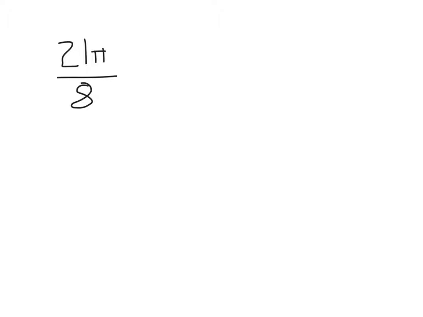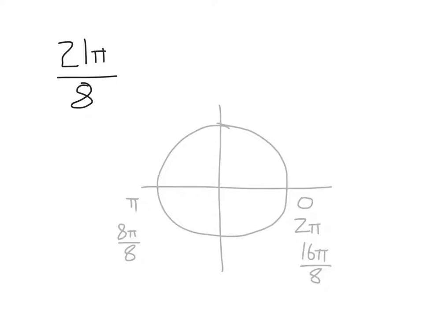Try this one on your own right now. 21 pi over 8. Pause the video and see if you can do it. So I have my circle. I think about how my fractions are going to look. Pi, half the revolution would be 8 pi over 8. And so that'll put 4 pieces to the right in quadrant 1 and 4 pieces to the left in quadrant 2. And that's just going to continue its way around the circle.